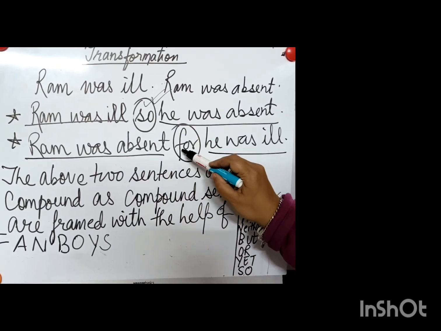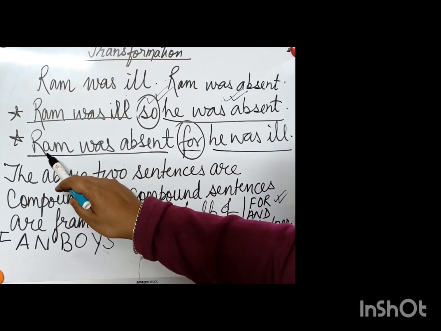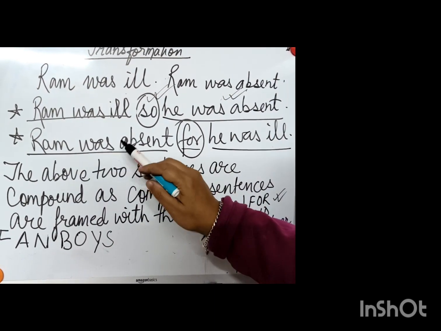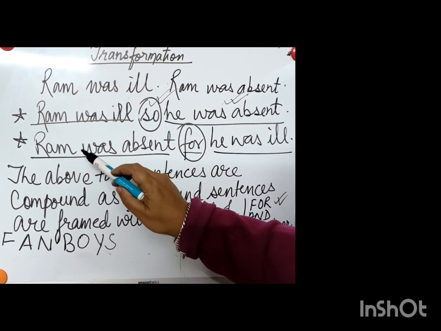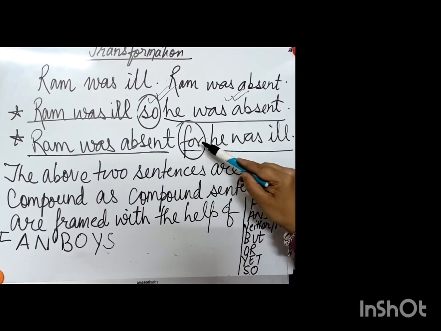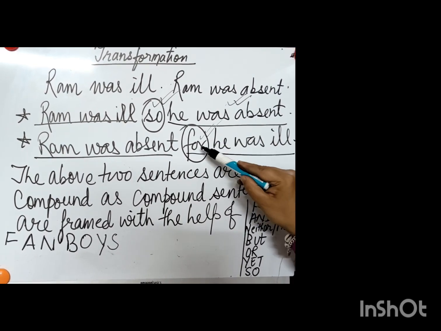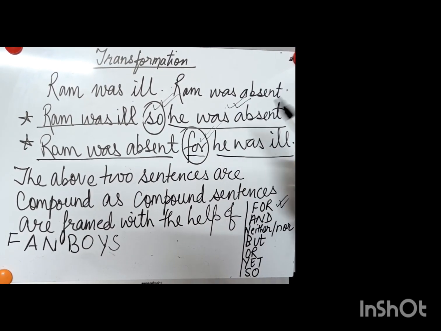That is, in order to use the word "for," this part should come first. So I cannot write "he was absent." So for that we need to know who is the subject. The subject is Ram. So we need to write "Ram was absent for he was ill." So "for" is also a coordinating conjunction which is giving you a compound sentence.